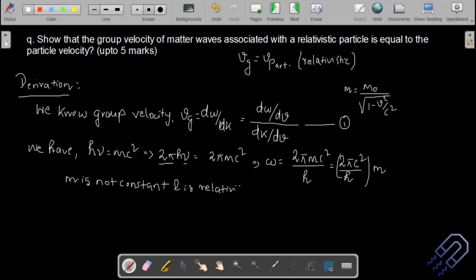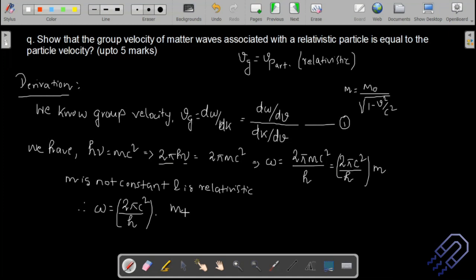So if I write down sentences and explain, it will take a very long time. So I'm not writing down every sentence here, but when you write in exam, we have h nu is equal to mc square. You can just write down a few sentences here. E is equal to h nu is equal to mc square, equate them and so on. Okay, you can be a bit more detailed. That will be okay. Therefore, we can say omega is equal to 2 pi c square divided by h into m. But what is my m?